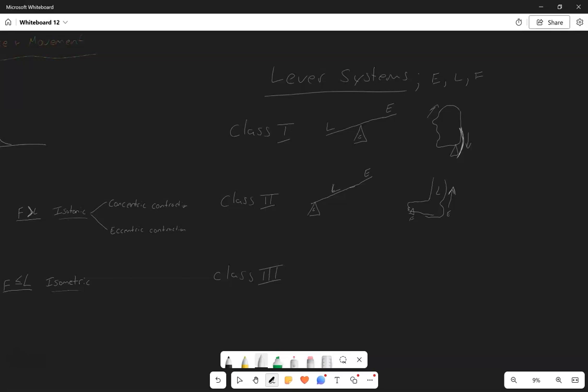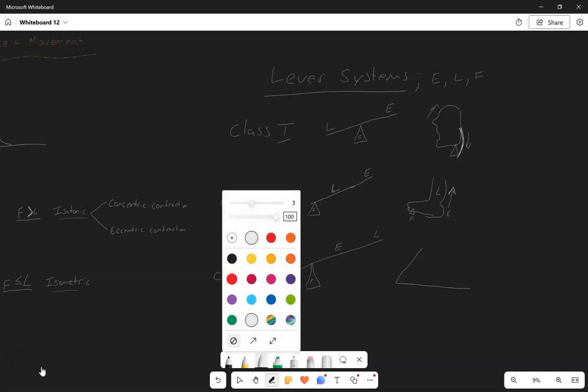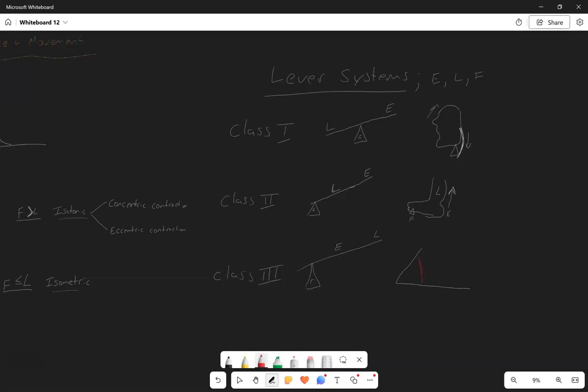And then the class 3 lever system is one in which the fulcrum is on the end. You have the effort in the middle and the load on the outside. So this is like the bicep example that I used earlier. Here's your bicep, your fulcrum is here, the pivot is the elbow, there's your effort, and then your load is out here. Okay, so that's your class 3 lever systems.